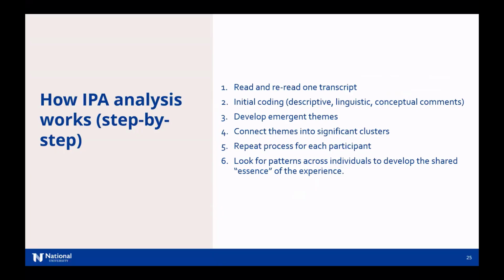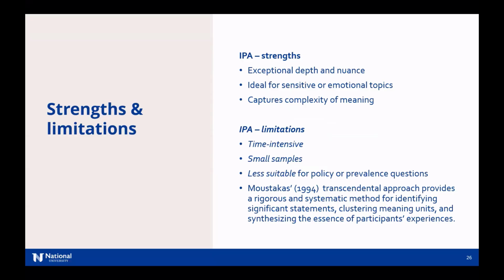So for IPA analysis, there are many steps to go through. We read the transcripts. We have an initial coding, which is descriptive, linguistic, and conceptual. We develop emergent themes. We connect the themes into significant clusters. We repeat the process for each participant, and we then look for the patterns across individuals to develop that shared or common essence of the experience. The strengths and limitations of IPA: the strengths are that it's an exceptional, deep, and nuanced approach to data analysis. We get incredibly rich data when we are looking at that shared common experience.